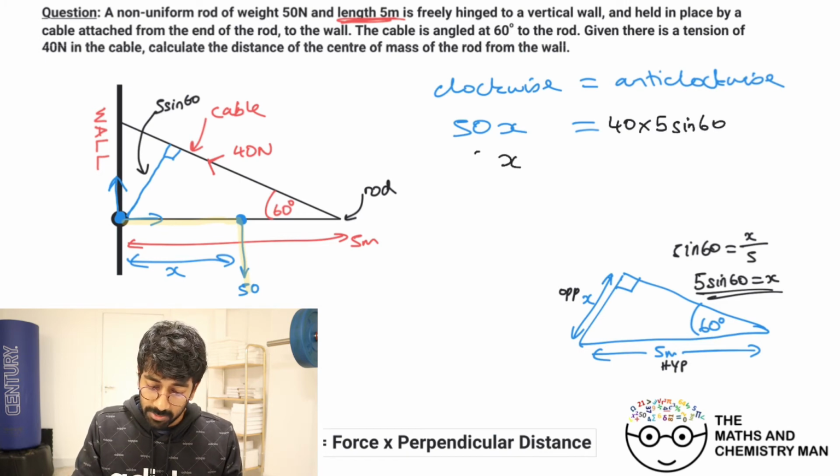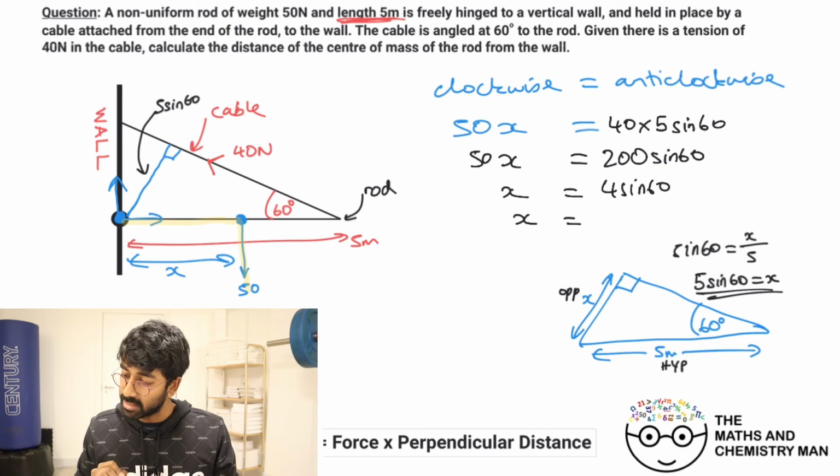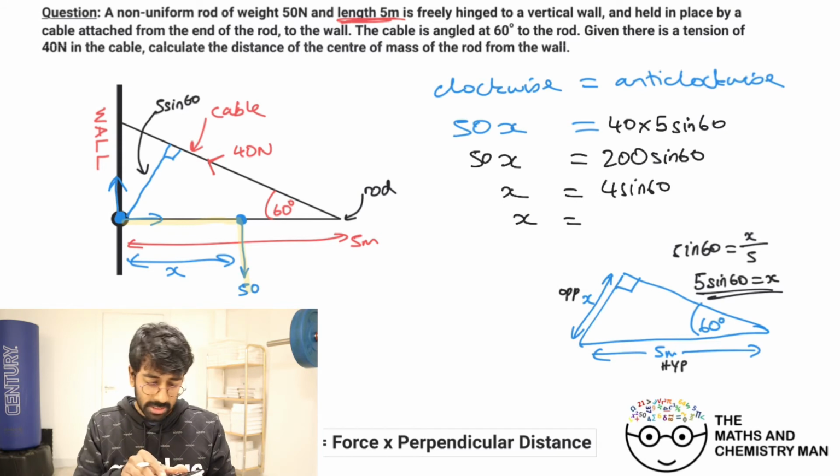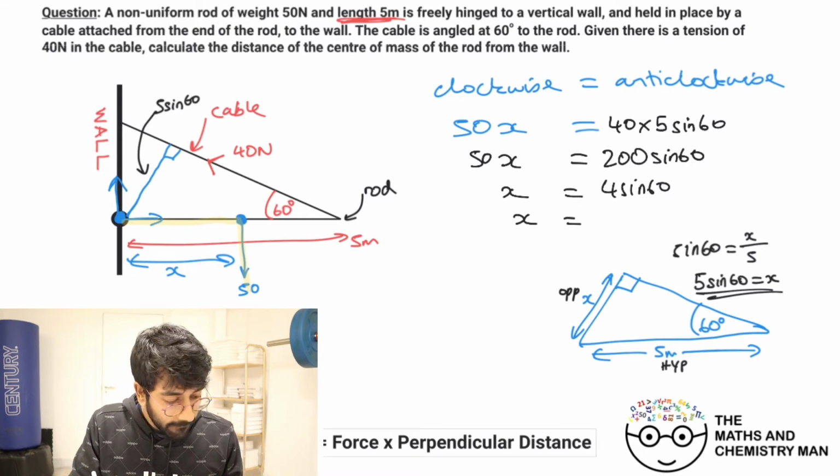Okay, a bit of simplifying. So 50x is equal to, well, 40 times 5, that's 200 sine 60. Divide across by the 50, and that's just going to be 4 sine 60. Okay, just fire that into the calculator quickly. 4 sine 60, what does that equal? Let's just type that in. 4 sine 60. Bang. Oh, not in radians. Get out of radians mode. Silly me. So we need to be in degrees. There we go. And that comes out as 3.46 meters.